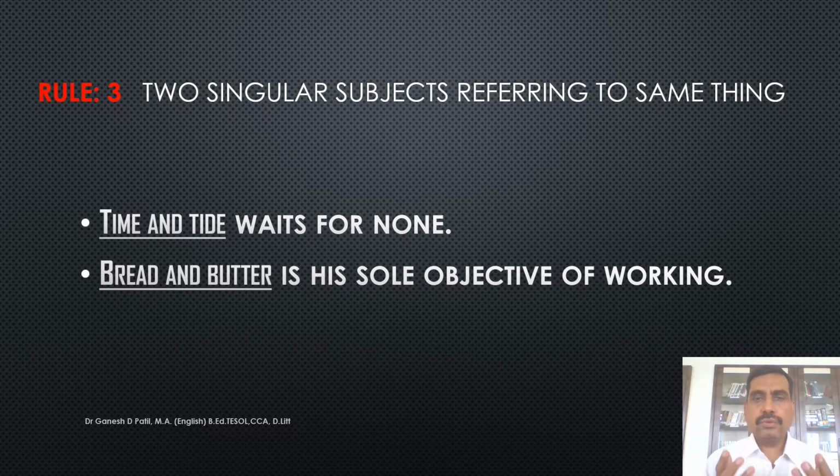If two singular subjects connected with and refer to the same thing, they are followed by a singular form of the verb. For example, time and tide waits for none. Time and tide both refer to the same thing. Therefore, waits is taken after it. Bread and butter is his sole objective of working. So bread and butter both refer to the same thing, his living.